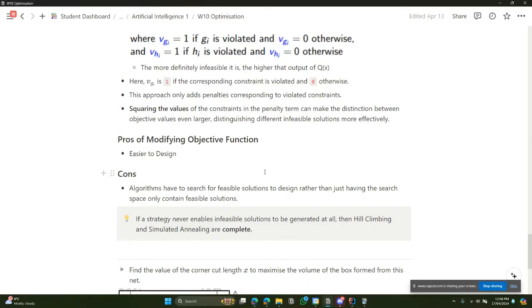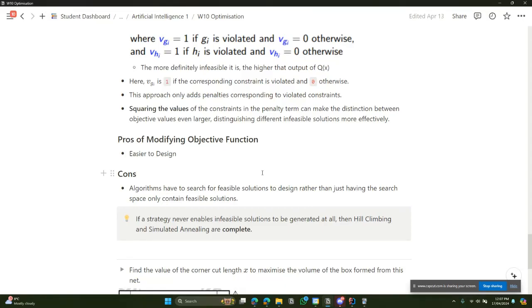So we're still actually going to generate some infeasible solutions, but they'd just be disregarded straight away because they'd have a really large objective function value if we're trying to minimize. So in this case, we're still generating the infeasible solution. However, it would just remain a neighbor. It won't be the solution we move on to.